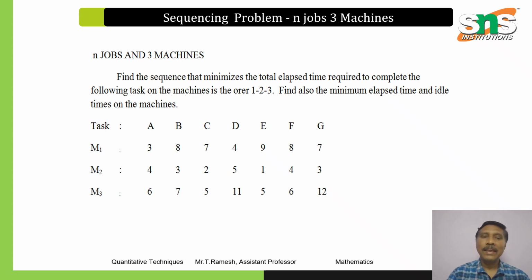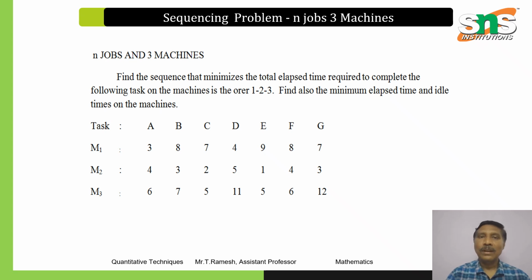Suppose we take task A. On machine 1, it takes a duration of 3 hours. The same task on M2, machine 2, takes 4 hours. And similarly, on machine 3, task A takes 6 hours. Likewise, the other tasks on all three machines.